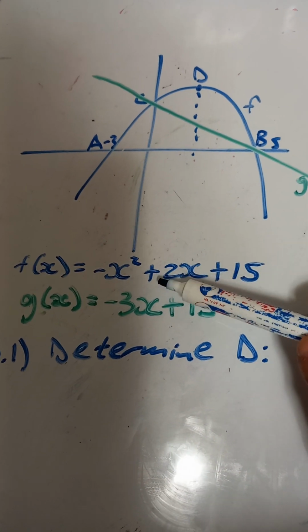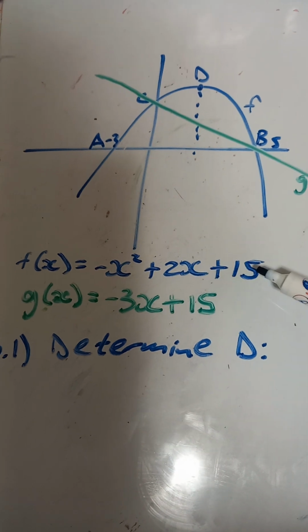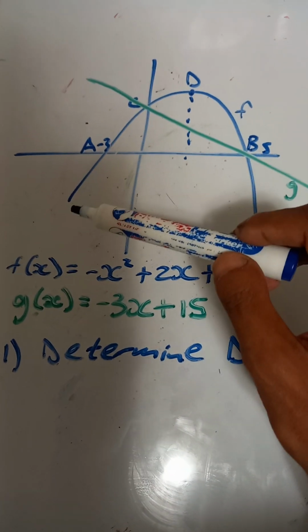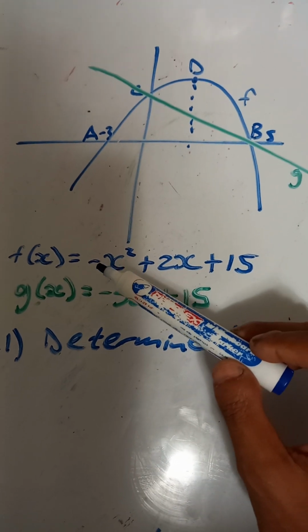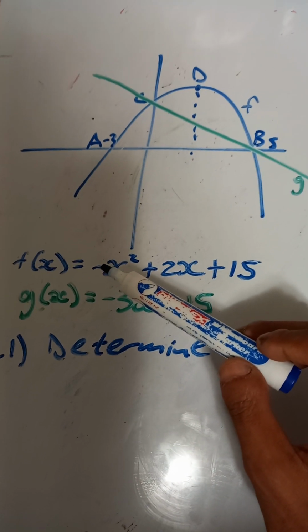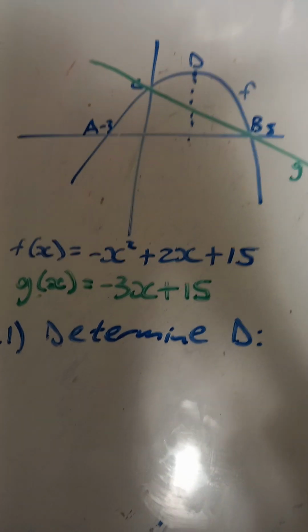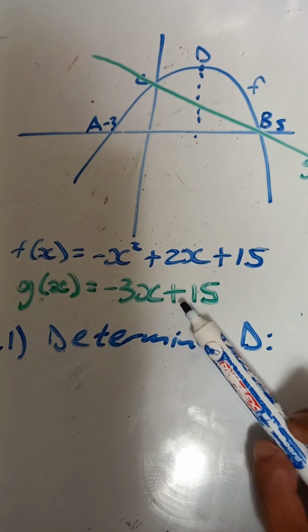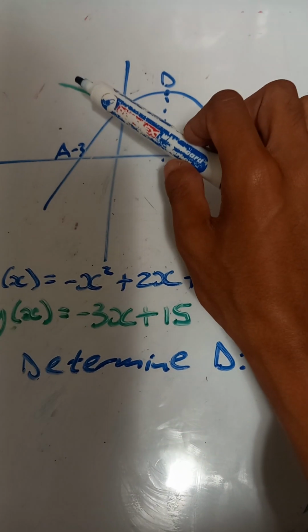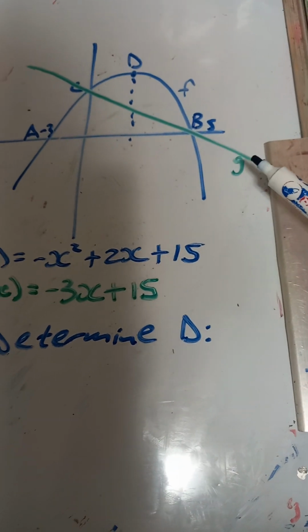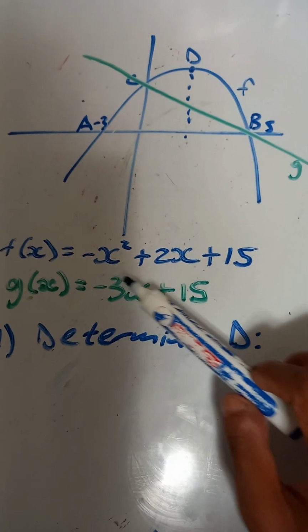Ax squared plus bx plus c. That's the standard form for the parabola, the blue graph, the sad face. You see there the a value is negative in front, so that means it should be a sad face. The green graph, as you can see, we read left to right, you are going down, so it's decreasing. That's telling you that the gradient should be negative.